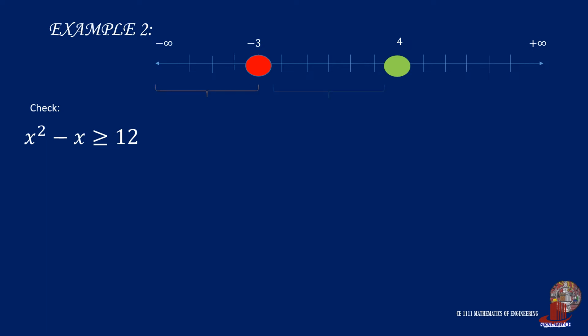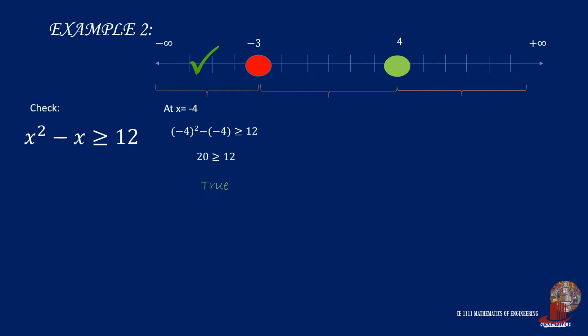For this example, we do have 3 sets of tests to make and check which falls true for the inequality. First, we think of a value between negative infinity and negative 3. Say we take negative 4. We plug this value into the inequality to come up with 20 is greater than or equal to 12, which is actually true.